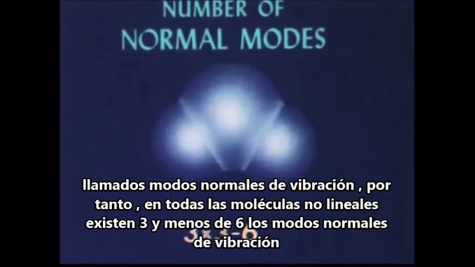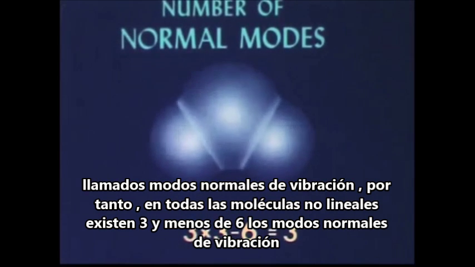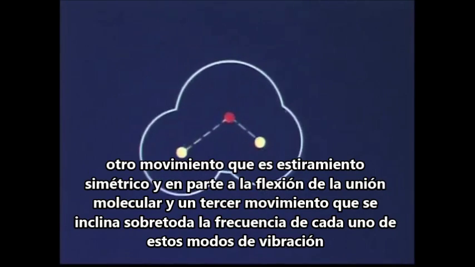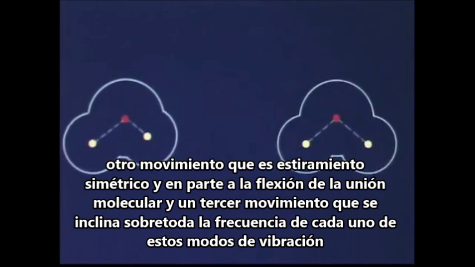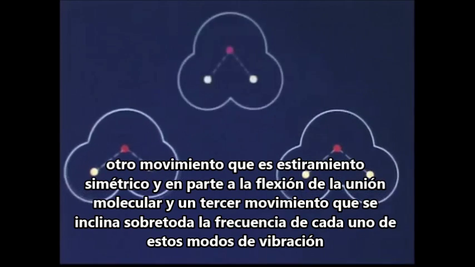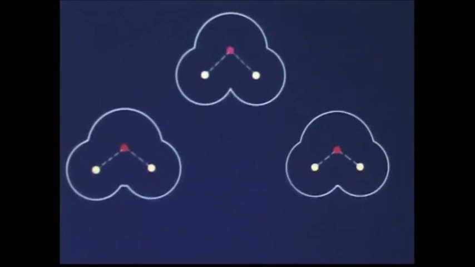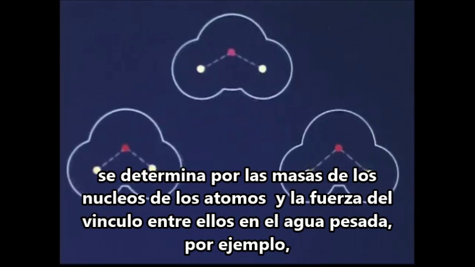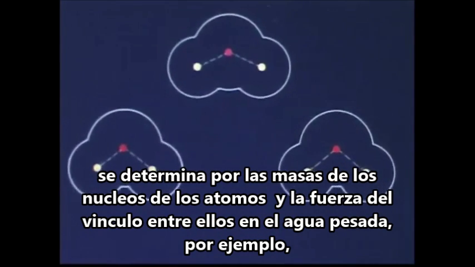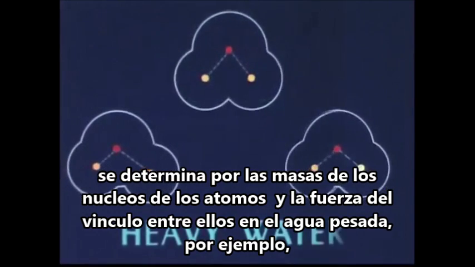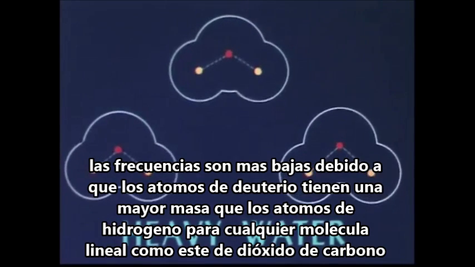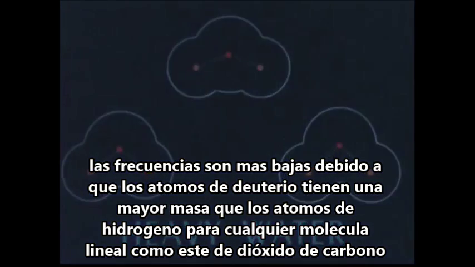Since the water molecule contains 3 atoms, it has 3 normal modes of vibration: an asymmetric stretching motion, another motion which is symmetric stretching and partly bending of the molecular bond, and a third motion which is mostly bending. The frequency of each of these modes of vibration is determined by the masses of the nuclei of the atoms and the strength of the bonds between them. In heavy water, for example, the frequencies are lower because the deuterium atoms have greater mass than the hydrogen atoms.